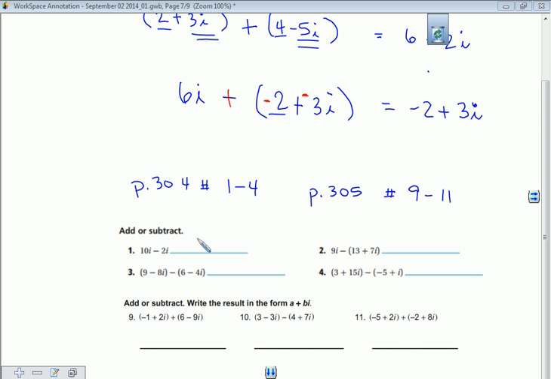Okay, this is in your workbook on page 304. We're doing 1 through 4, and they're right here. And then on page 305, 9 through 11, and they're down here. If you don't have your workbook, you try those problems. Even if you do have your workbook, try those problems.